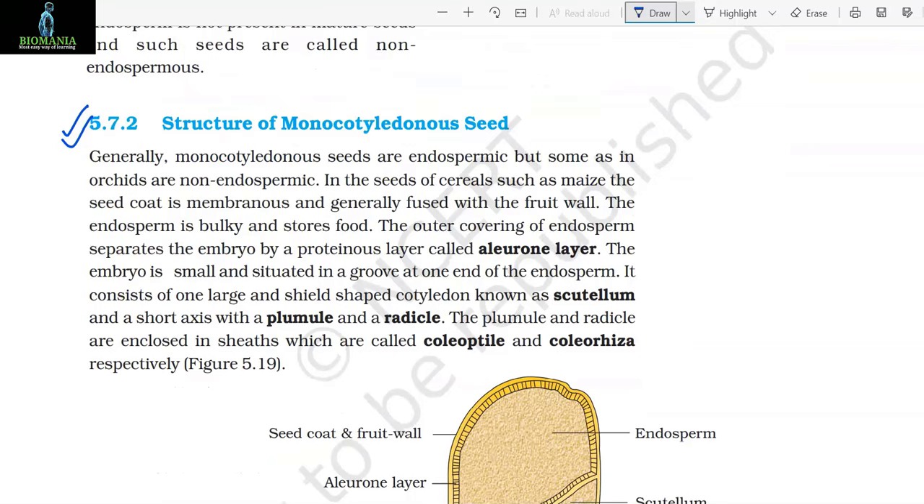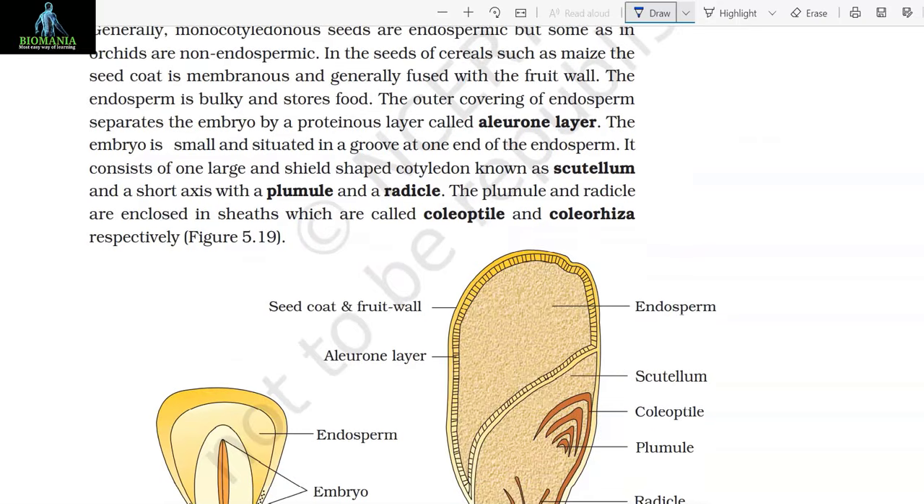5.7.2 Structure of a monocotyledonous seed. Generally, monocotyledonous seeds are endospermic, but some, as in orchids, are non-endospermic. In the seeds of cereals such as maize, the seed coat is membranous and generally fused with the fruit wall. The endosperm is bulky and stores food. The outer covering of endosperm separates the embryo by a proteinous layer called aleurone layer. The embryo is small and situated in a groove at one end of the endosperm.